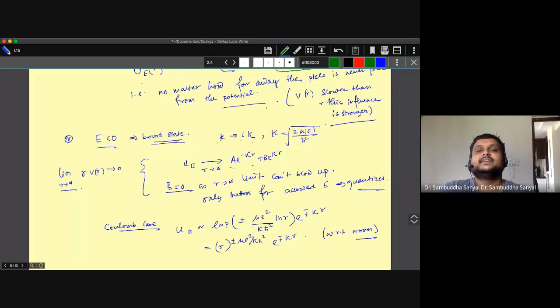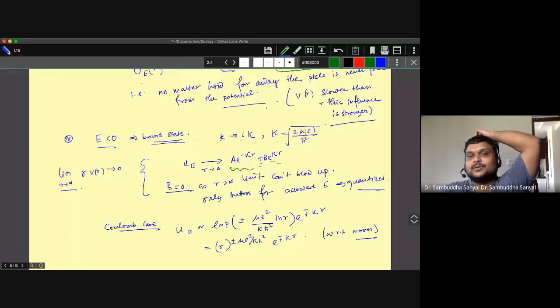So then you get this decaying solution and growing solution, and the growing solution will go to 0, because the B part will be 0. Of course, in the r going to infinity limit, you cannot allow the wave function to blow up. So the only state which is there is basically this A e to the power minus kappa r.